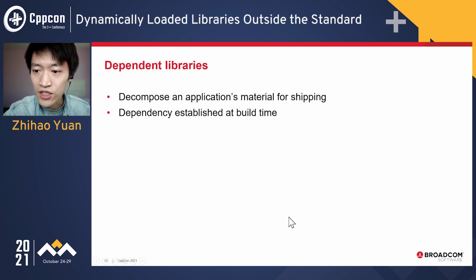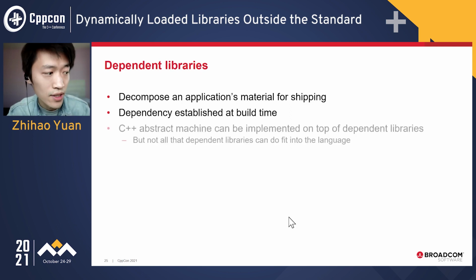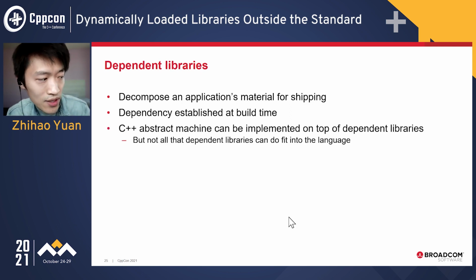Dynamic linking is similar to static linking, at least with the GCC and Clang tool chain's default visibility. And also, the C++ abstract machine can be implemented on top of dependent libraries, but not all dependent libraries fit into the language. So at this level, we are not actually outside the standard yet.